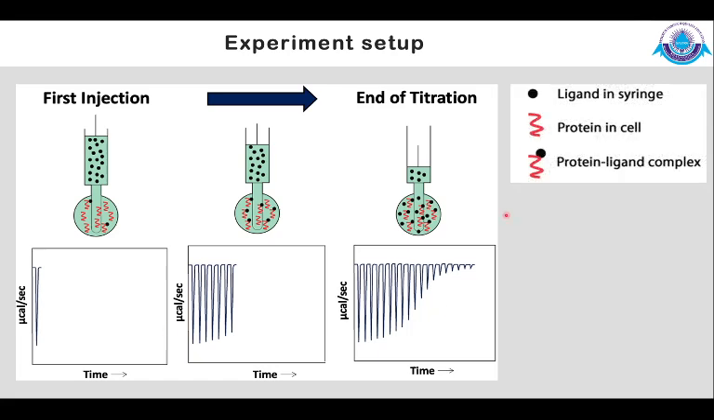Here let us take schematics. Let's assume that this is a protein molecule, this is a ligand molecule, and this is the protein-ligand complex. Before the injection, the cell contains only the protein molecules, and upon injection, a few ligand molecules enter the sample cell and interact with the protein molecule, forming the protein-ligand complex, during which heat is either emitted or absorbed.